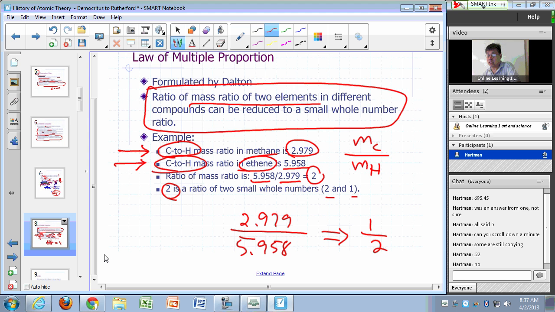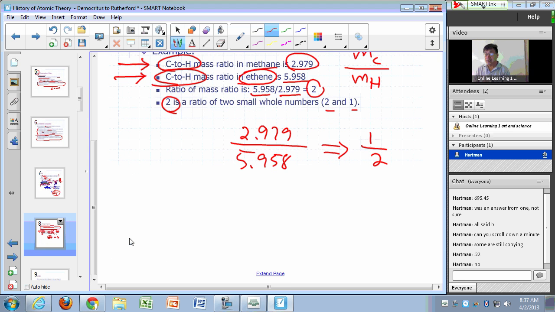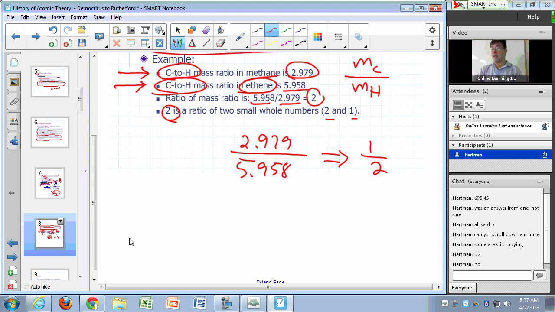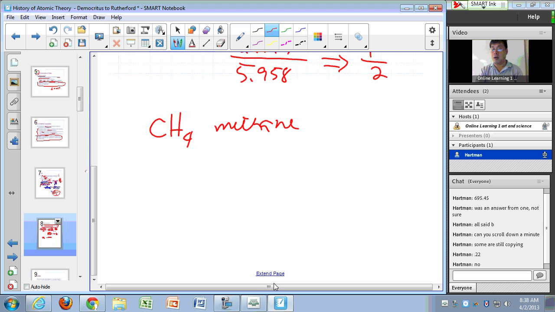So how does Dalton explain the law of multiple proportion? Let's just look at it from a modern day explanation. You can just say, okay, carbon to hydrogen in methane is 1:4. So this is the modern explanation for this. Methane has a formula of CH4, and ethene has a formula of C2H4. So this is ethylene or ethene.